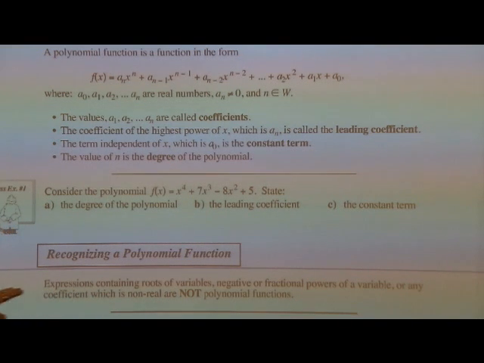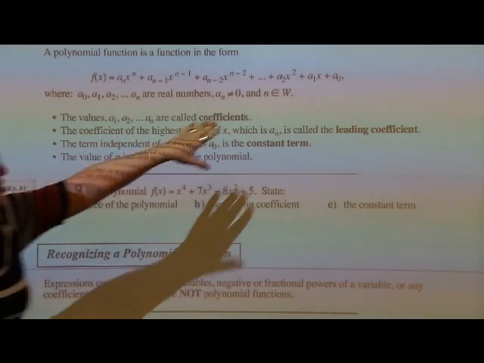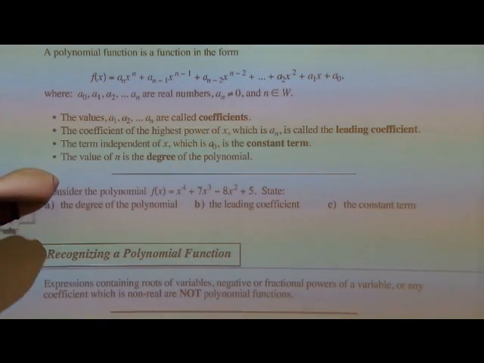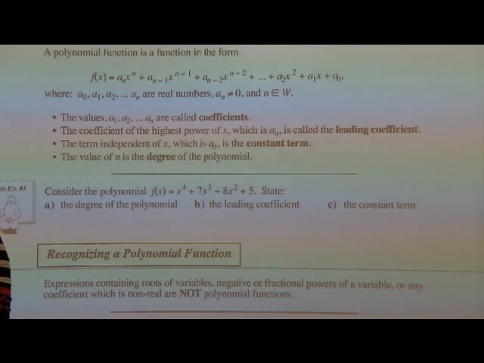Okay? I talked about the constant term. That's the term that doesn't have a variable with it. The highest exponent becomes the degree of the polynomial. So the quadratics that we looked at last year were a degree of 2. The linear functions that we looked at in grade 10 are a degree of 1.